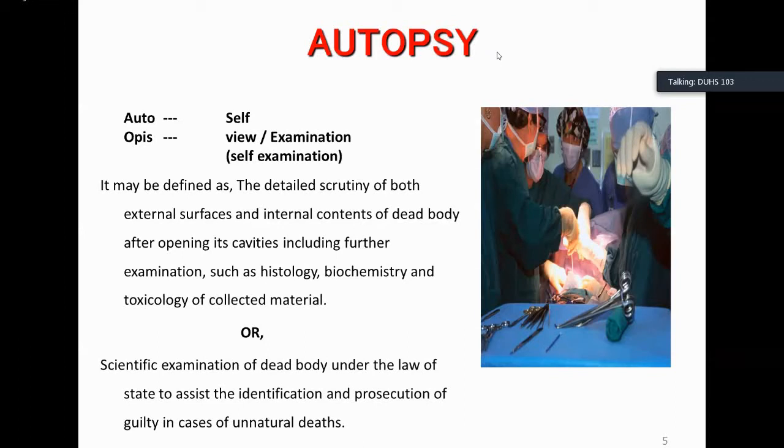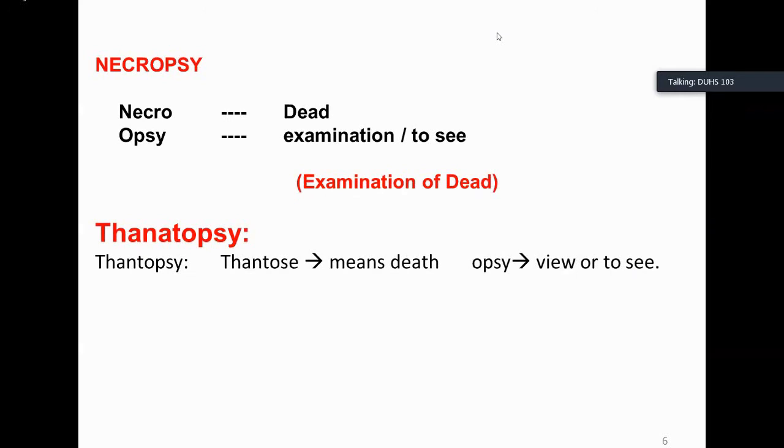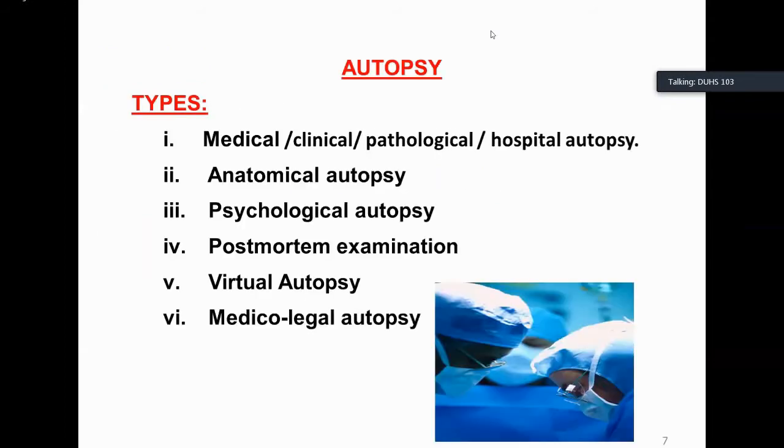Or the scientific examination of a dead body under the law of the state to assist the identification and prosecution of the guilty in case of unnatural death. Okay, so necropsy: necro means dead and opsy means to see, examination of the dead. Thanatopsy means thanatos, again dead, and opsy means to view.